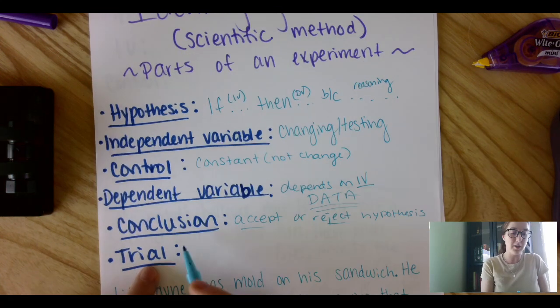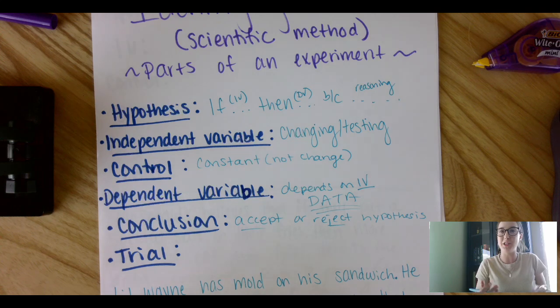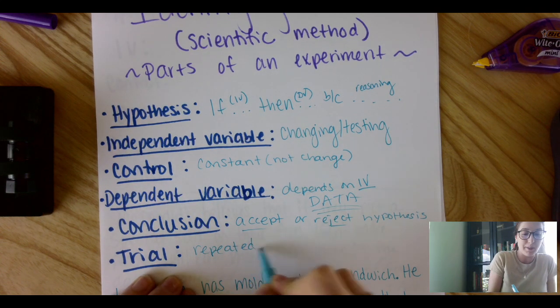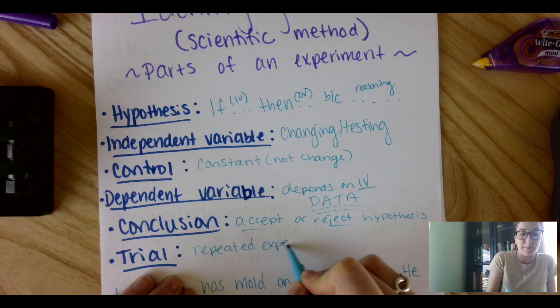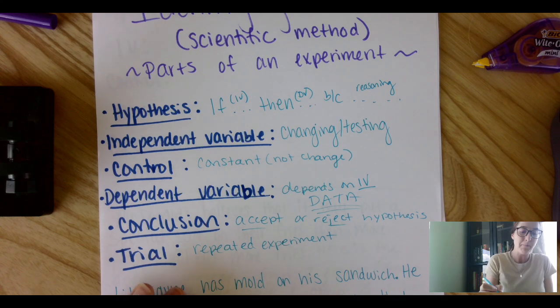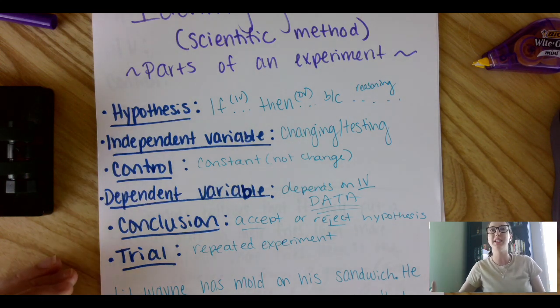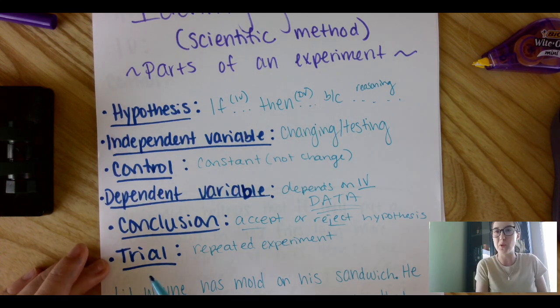Trial: this is the amount of times that you repeat an experiment. The more trials you do, the more valid your results are. You increase the validity of your experiment results when you do more trials.